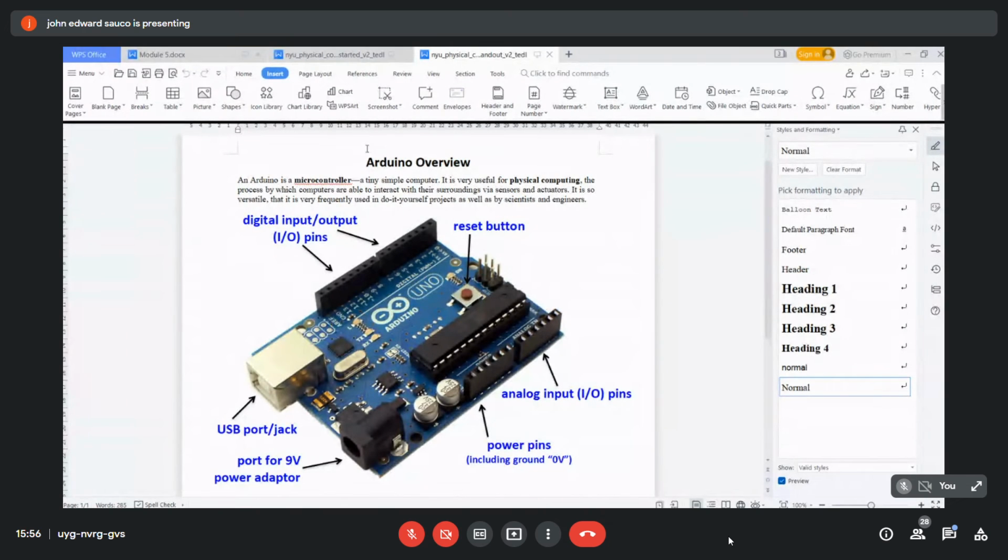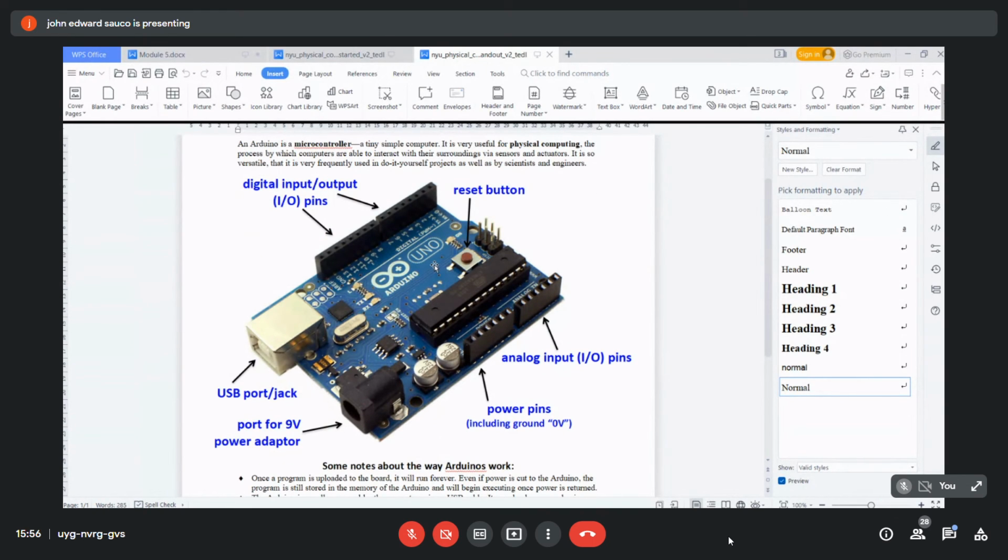So, very useful siya para sa physical computing, the process by which computers are able to interact with their surroundings by a sensor and actuator. Sensor natin, yun yung ating input. So, actuators, yun yung ating mga output. So, pwedeng speaker, pwedeng motor, pwedeng LED, pwedeng 7 segment, ano yung actuators na gusto nyo gamitin. So, it is so versatile that it is very frequently used in do-it-yourself projects.